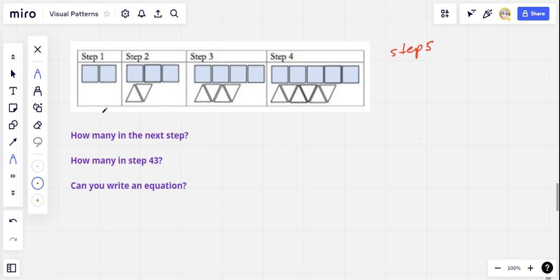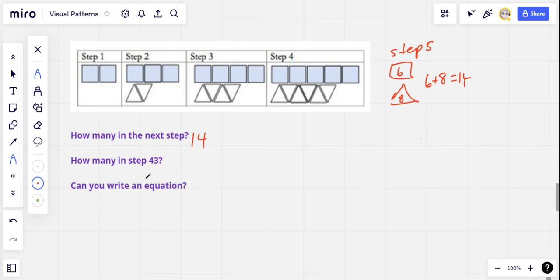All right, so I think we can predict step 5 fairly easily here if we just look at first the squares and then the triangles and see what they're doing. The squares, we start out with 2, and then we have 3, then we have 4, then we have 5. So I think there are going to be 6 squares in step 5. That makes sense. That follows the pattern. With the triangles, we start out with 0, then we have 2, then 4, then 6. So I think the triangles, there are going to be 8 of them. So our total number of shapes would be 6 plus 8, or 14. So that's my prediction for step number 5.